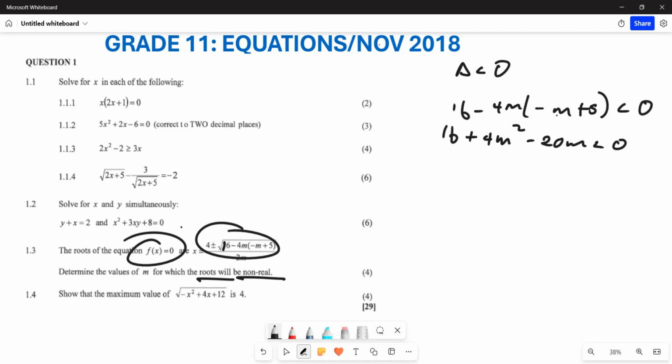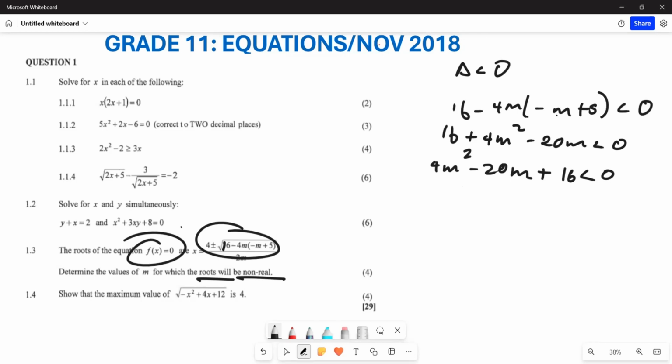Then from here, you're going to group this in terms of greater degree. So this is going to be the same as your 4m squared minus 20m plus 16 is less than 0, right? Basically, I've just grouped this according to their degree. Now, from here, you go to do what?